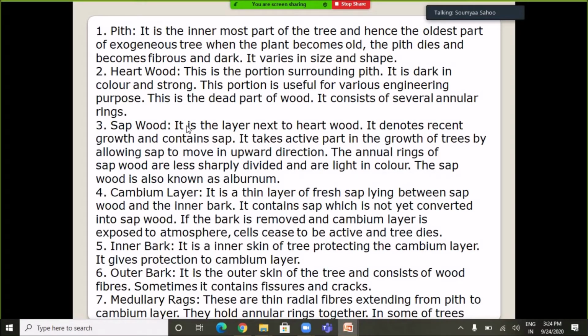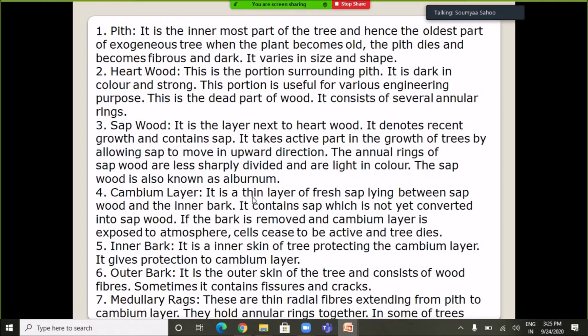Sapwood is the layer next to heartwood. It denotes recent growth and contains sap. It takes active part in the growth of trees by allowing sap to move in an upward direction. The annual rings of sapwood are less sharply divided and are light in color. The sapwood is also known as alburnum.